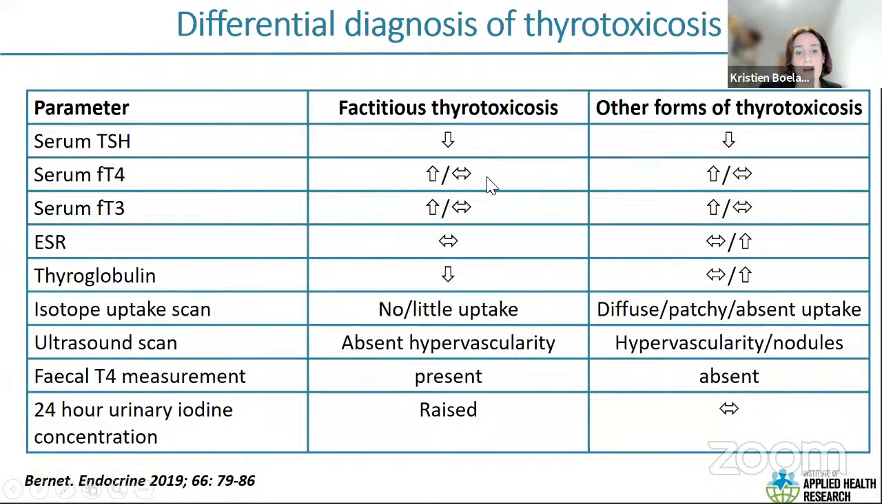There will be no or little uptake on an isotope uptake scan, whereas in Graves' disease you will get diffuse uptake. There'll be patchy uptake in patients with toxic nodular disease, but of course, similar to factitious thyrotoxicosis, in patients with thyroiditis, uptake will be low. There is absent hypervascularity in factitious thyrotoxicosis, and often in thyroiditis, whereas in Graves' disease you will have hypervascularity, or you may see thyroid nodules for toxic nodular disease.